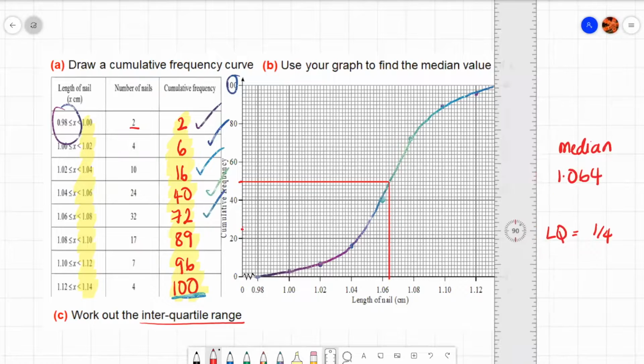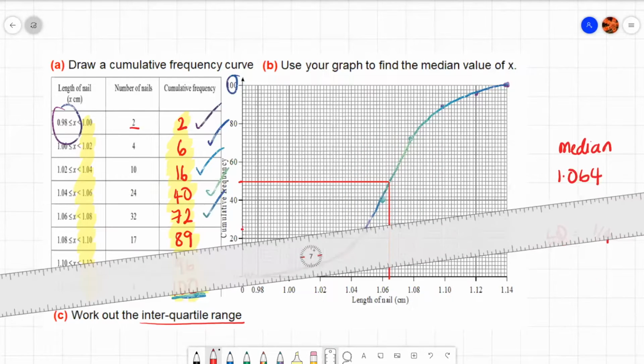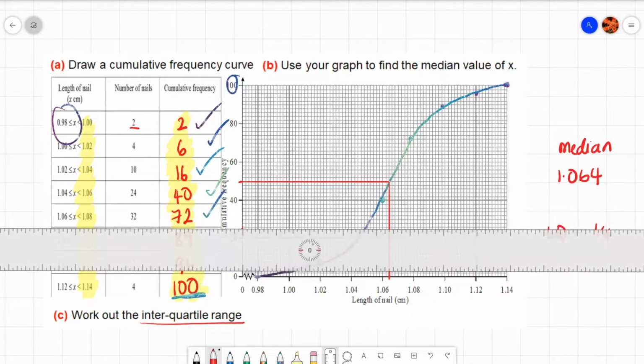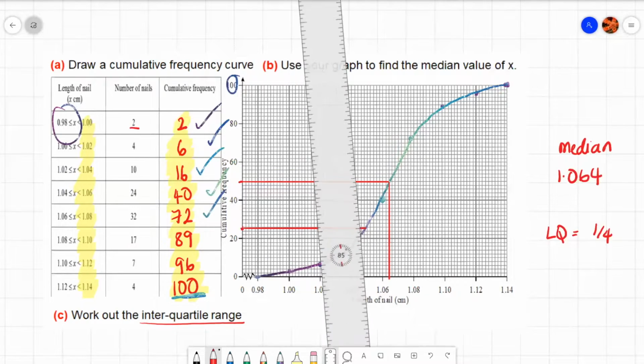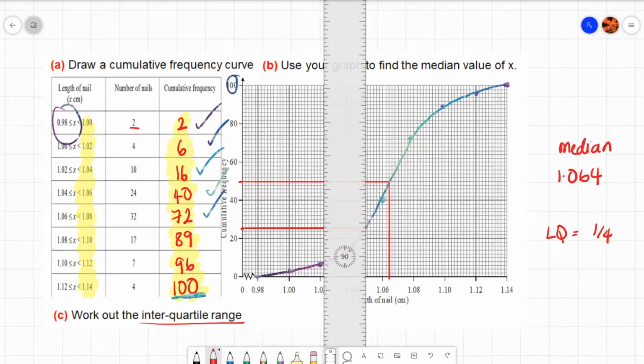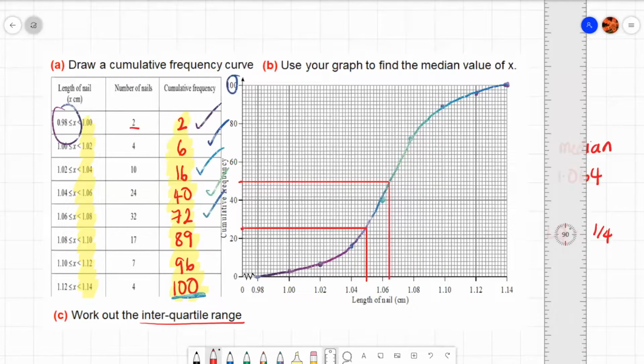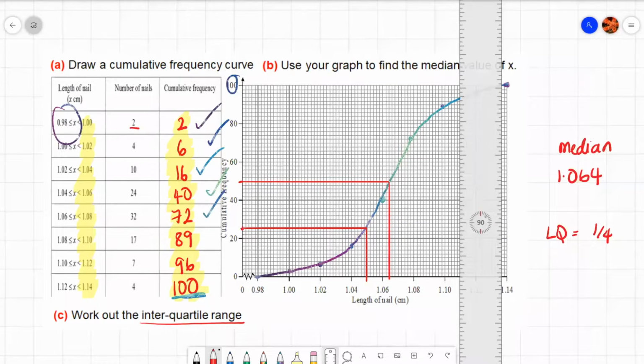Going to get my ruler out again. Okay, let's have a look. And I'm just going to go down. Okay. And then I've got 1.0, 42, 44, 46, 48. I can say 1.05 for me. Okay.